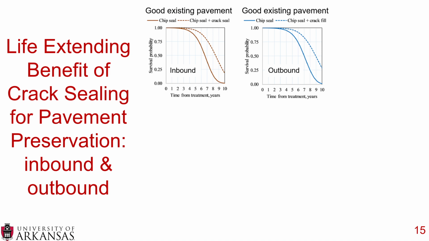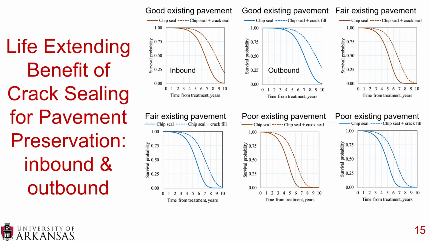So this is for the good existing pavement, and she also has the fair pavement and the poor pavement. Now those curves are shifting to the left because as the pavement deteriorates, the surface treatment lasts a lower amount of time, so it shifts to the left. But the point is those dotted lines are always on the right. So whenever you add a crack fill before placing your surface treatment, you get extended survival. Very interesting findings, and it very clearly shows that the crack seal extends the life of a chip seal. So in my mind, this means that crack seal is simply best practice.